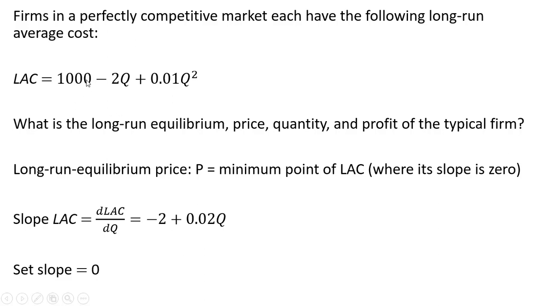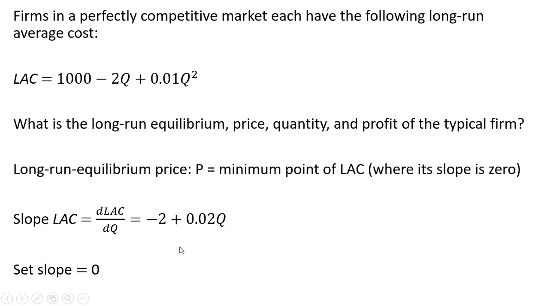The derivative of 1,000 is a constant. That drops out. It is 0. The derivative of minus 2q is just minus 2. And then finally, for this last term, we bring the 2 down in front to multiply it through by what's in front here. So we get 2 times 0.01, which is the 0.02 here. And then on this exponent, it's 2 minus 1, leaving us with just q.